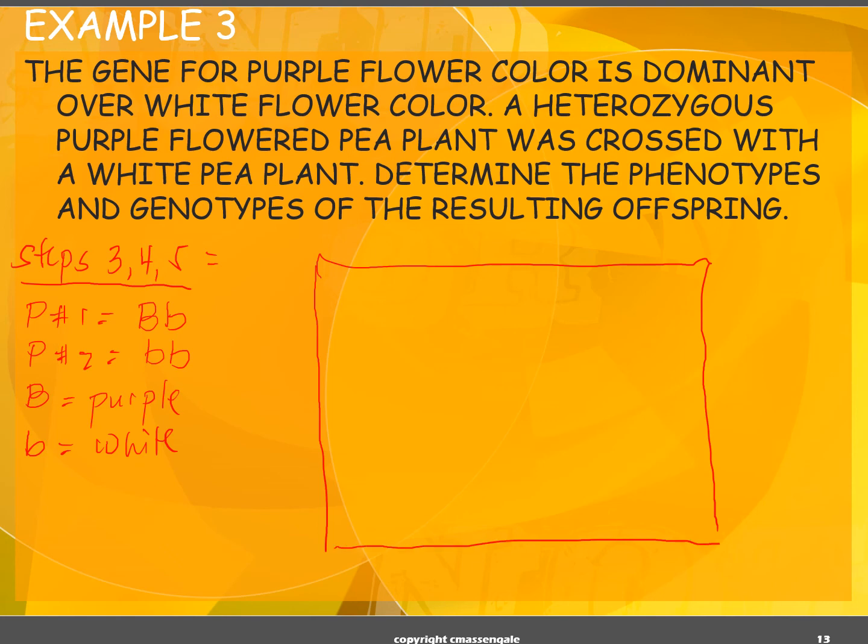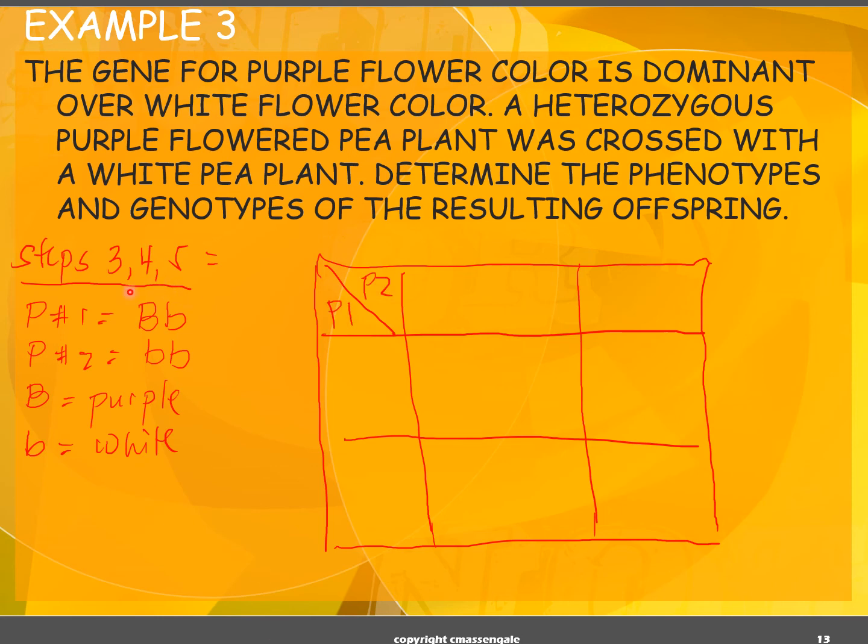Okay? So, now let's construct here our Punnett square. Yan. So, let's have here our Punnett square. Okay. So, parent number 1 and then parent number 2. Parent number 1, this is the genotype. We will write it down here: capital B and small letter b. And then for parent number 2, eto, we will write it down here: small letter b and small letter b. Now, let's do step number 4.